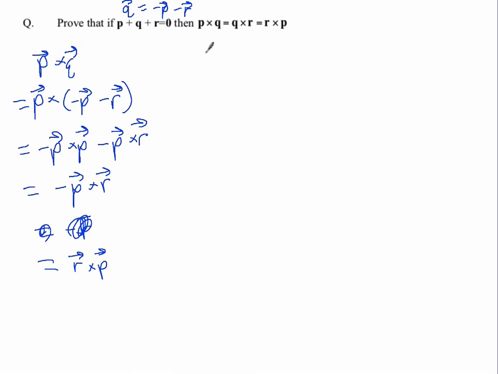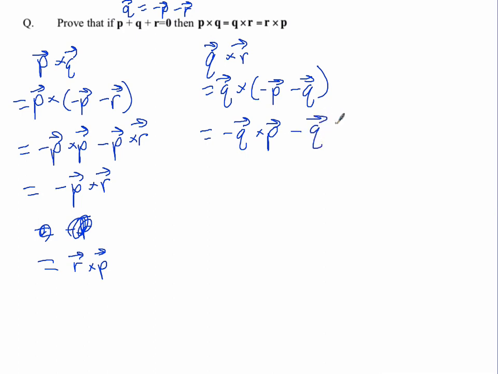Now, we just showed that P cross Q equals R cross P. Now let's go over this one. So if I do Q cross R, that equals Q cross negative P minus Q. We can rearrange this to solve for R, and we get this. That equals negative Q cross P minus Q cross Q. Again, that equals a zero vector, so we got negative Q cross P, which equals P cross Q. So you can see now that all three of them are equal to each other.